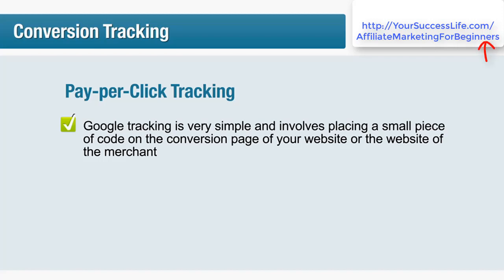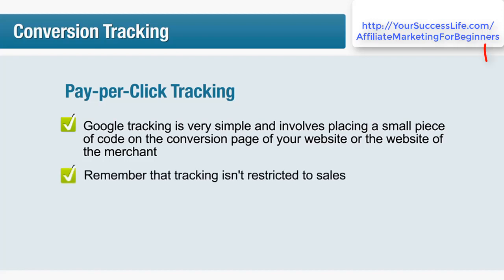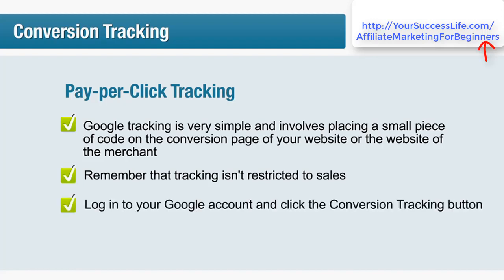The conversion page is the page that confirms the particular action you wanted your visitors to take, such as the page that says, "Thank you for purchasing X software," or "Thank you for signing up to my mailing list." Remember that tracking isn't restricted to sales. AdWords tracking lets you follow leads, signups, page views of an important page on your website, or any other detail specific to your business. To get started, log into your Google account and click the conversion tracking button.